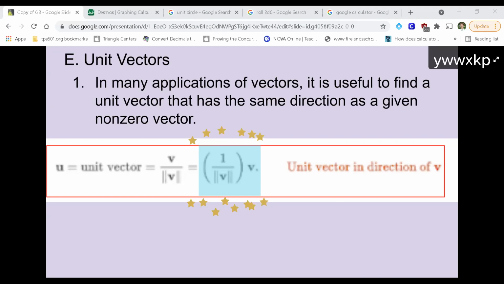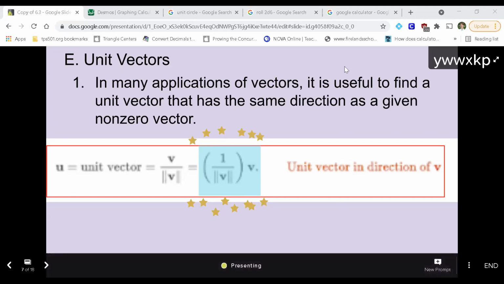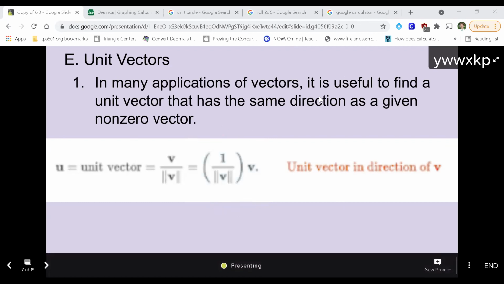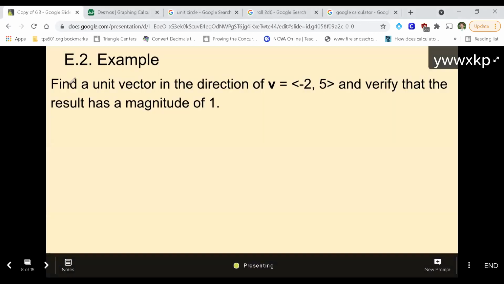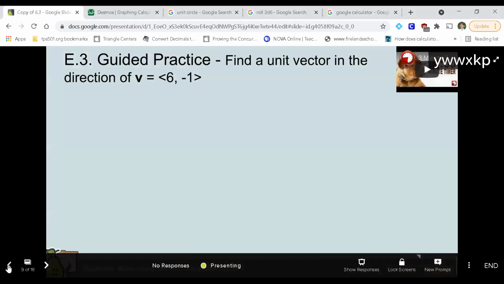Yay? Does anybody need more time for this line? Okay, let's do an example. For example, let's say this is the last thing we're going to do today. Yeah, this is the last thing.